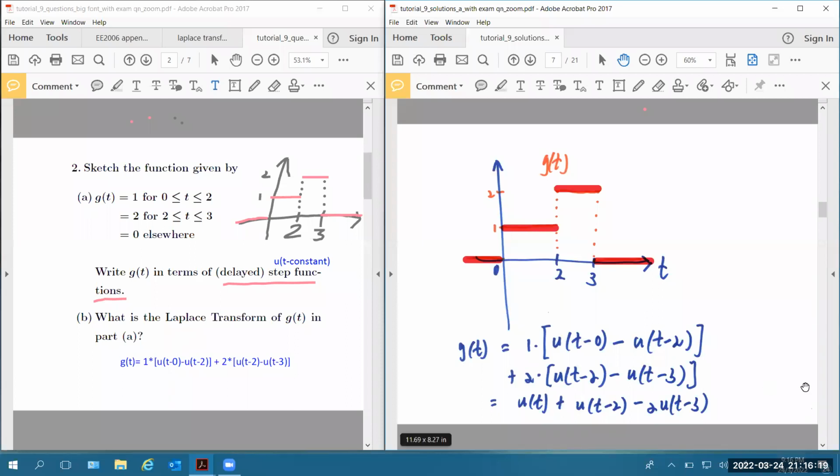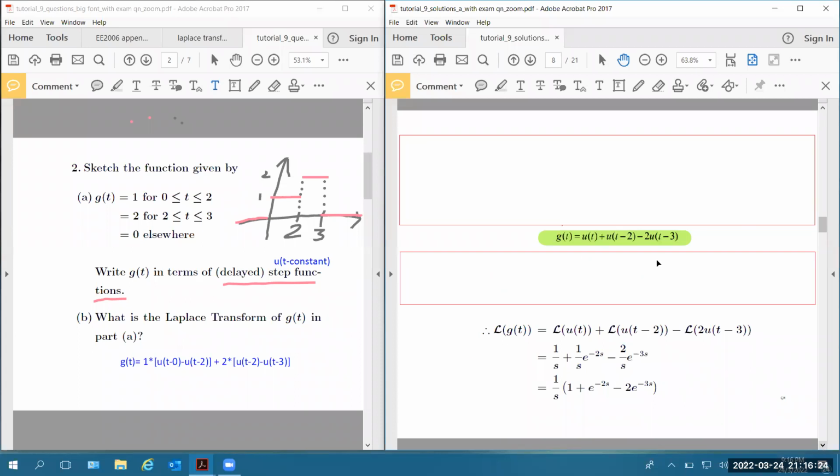Okay, now we have this already, so let's go to part B. We are going to do a Laplace transform now. This is our g(t), so we just Laplace transform every term.